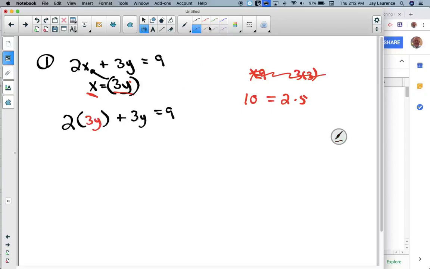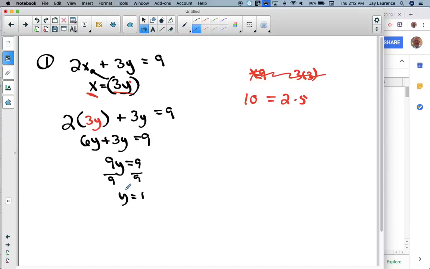Now, if you notice, I have one equation with one variable. I'm going to use my equation solving skills and figure out what y is equal to. All right, so first I'm going to multiply here and get 6y plus 3y. That's going to equal 9. Combining like terms is going to tell me that 9y equals 9. And I'll divide by the 9 and get y equals 1.